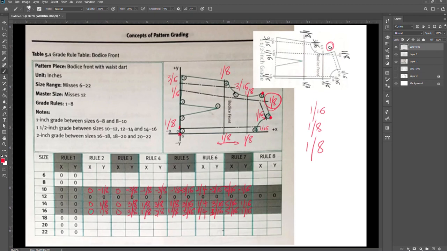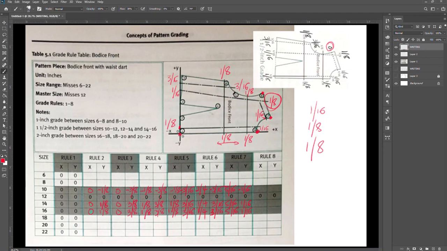So we're on to the last grade rule here, rule number 8. And rule number 8 is on an axis, so it is on the x-axis in this case, and it has no slash lines between it and the x-axis, so it is not going to get moved vertically at all. So all of the numbers in the y column should be 0.